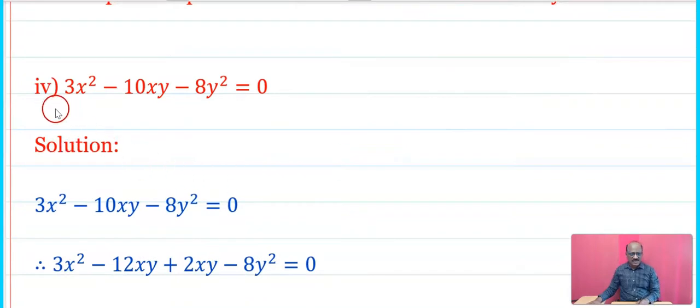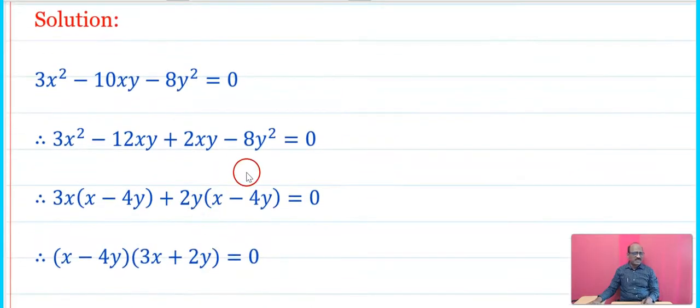Next is 3x² − 10xy − 8y² = 0. Now we can factorize this. That is 3 into 8, that is 24, and −12xy plus 2xy, these are the factors. Now we can write it as 3x² − 12xy + 2xy − 8y² = 0. From the first two terms you can take 3x as common.